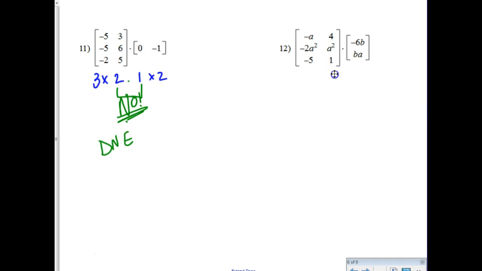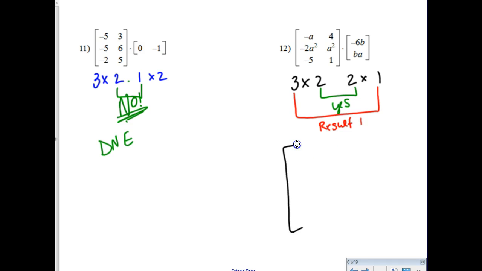Oh, I'm kind of hoping this one's a no, but I think it's a yes. We have 3 rows by 2 columns. We have 2 rows by 1 column. Wah, wah. All right, so it turns out, yes, you can multiply these. And the resulting matrix is going to be a 3 by 1. You're going to want to make this matrix pretty large. Got some algebra in your future. 3 rows, 1 column.